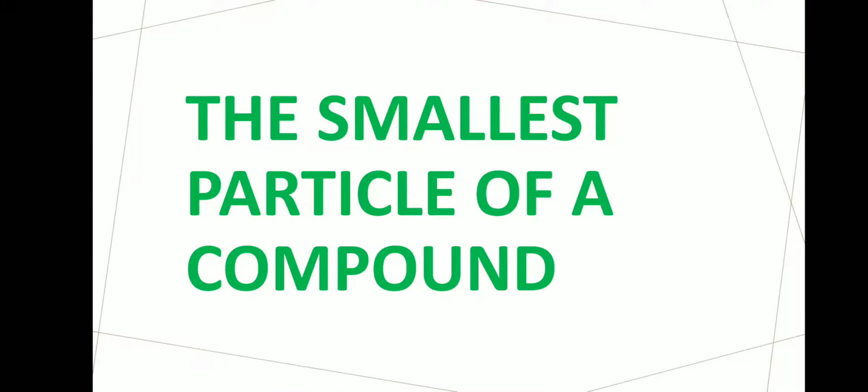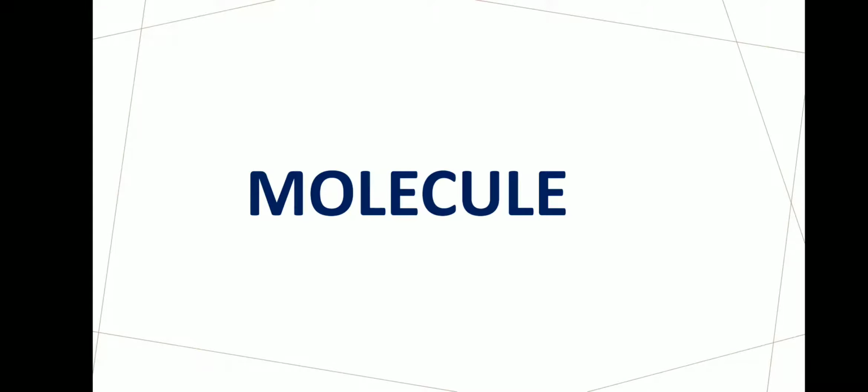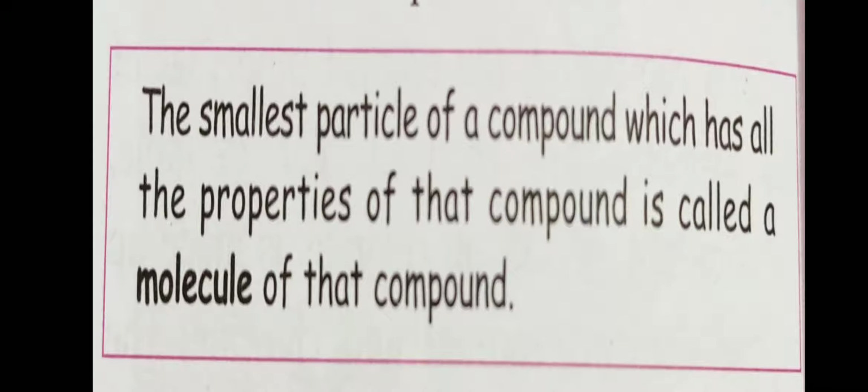The smallest particle of a compound. A molecule is the smallest particle of a compound. Take a compound such as common salt and break it into smaller and smaller pieces. What we will get at the end, the smallest particle, which is still a salt, has all the properties of the salt. This particle can be called molecule. So, we can define molecule as the smallest particle of a compound which has all the properties of that compound.